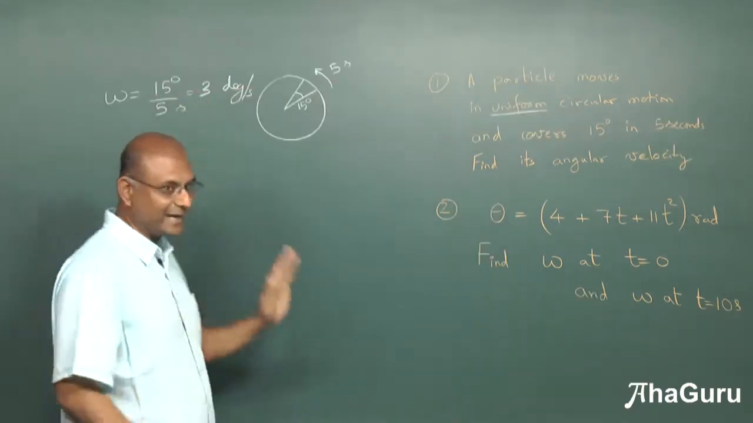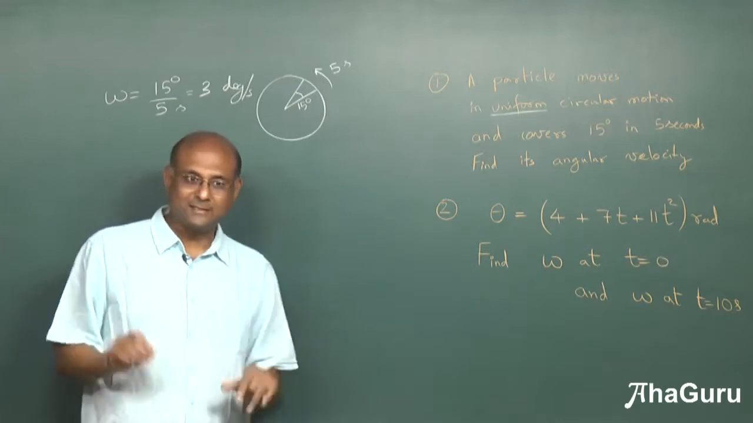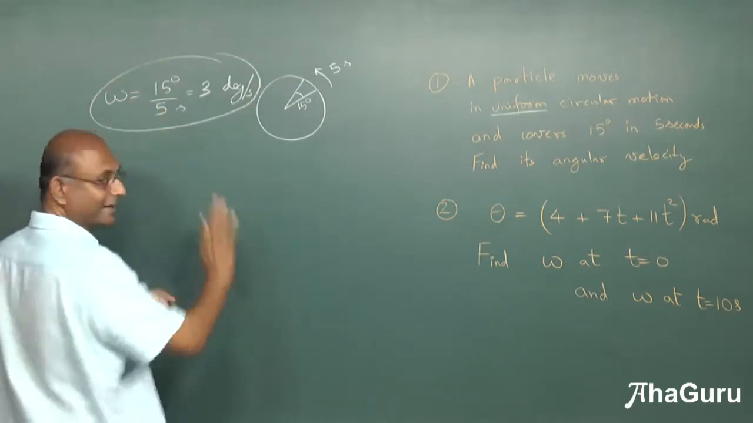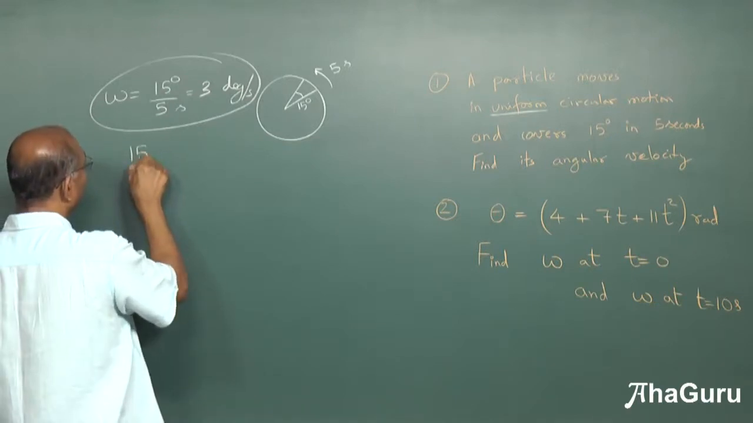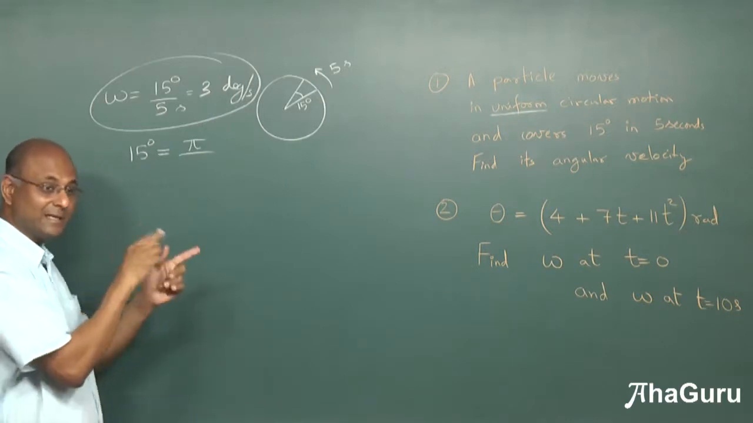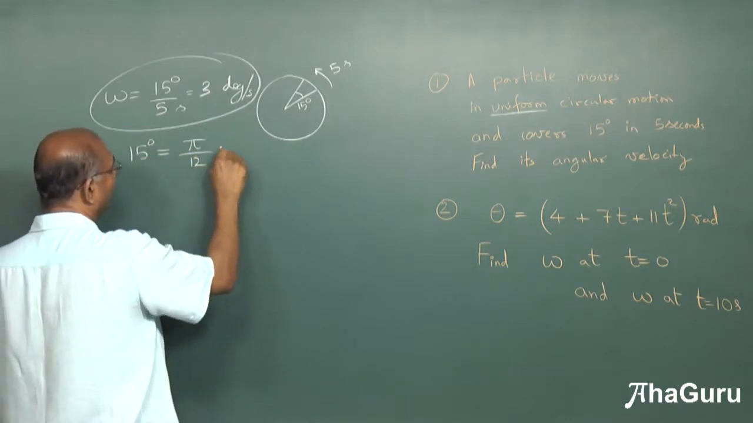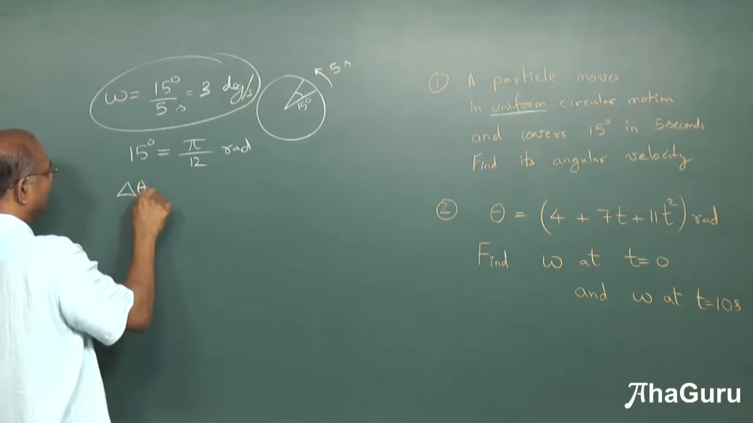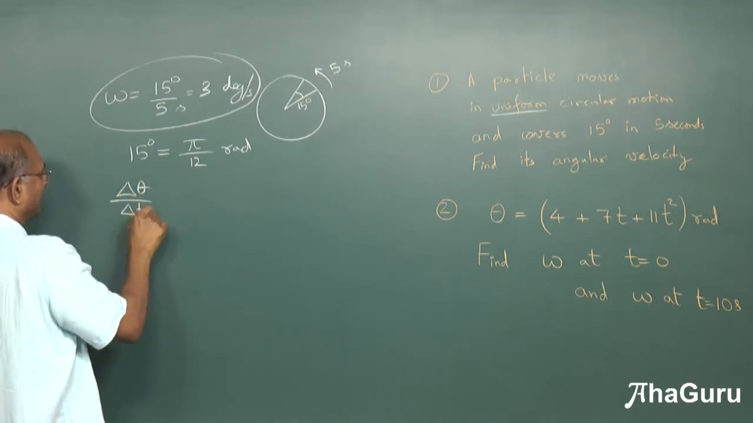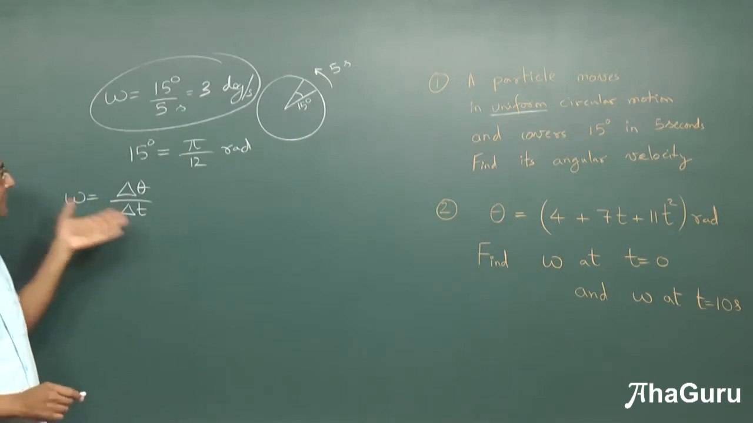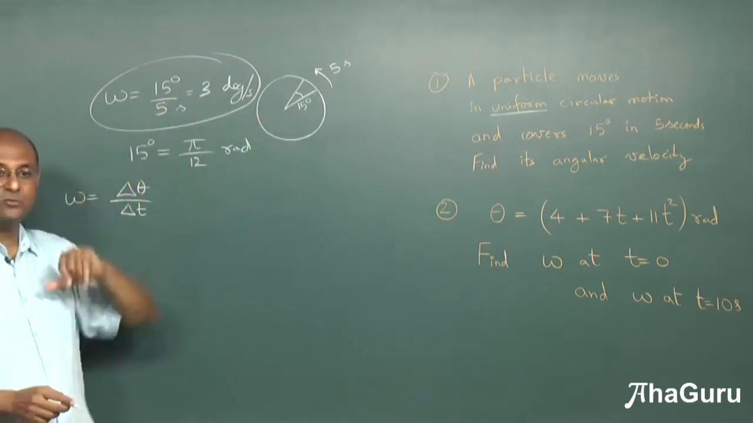Though technically correct, this is not the way people are going to accept your answer. So you need to convert everything to radians. So this is okay, but we will not write it this way. So instead we will write 15 degrees is pi by 6 is 30, so by 2, so pi by 12 radians. So it covers pi by 12, so delta theta by the time delta t, average velocity, but this average velocity is now the same as instantaneous velocity because it is uniform.